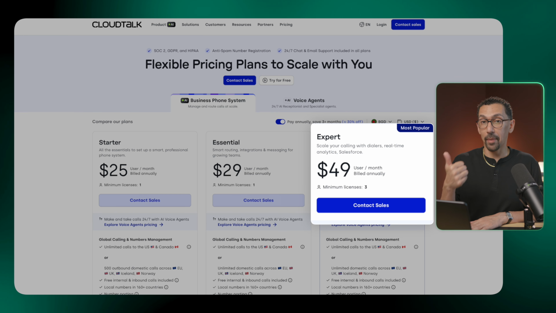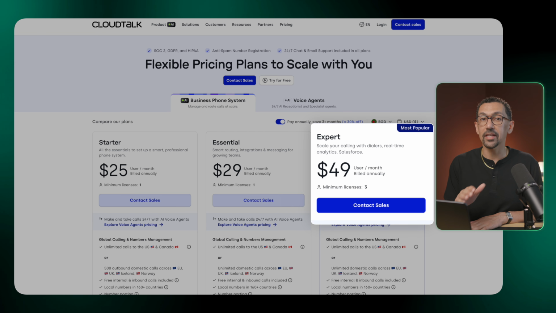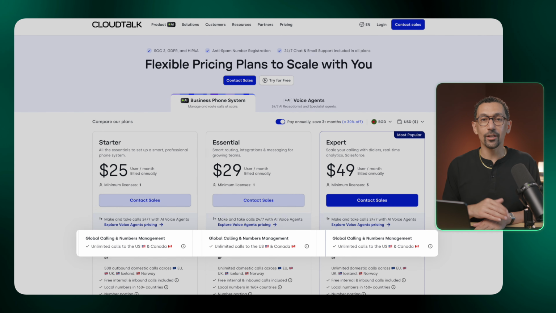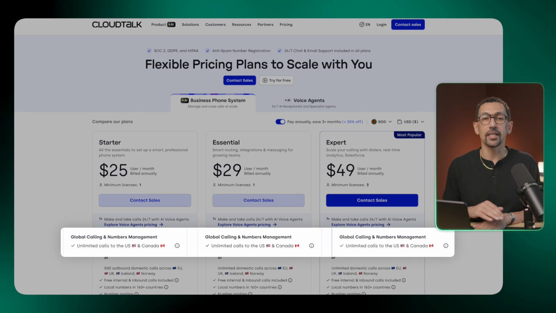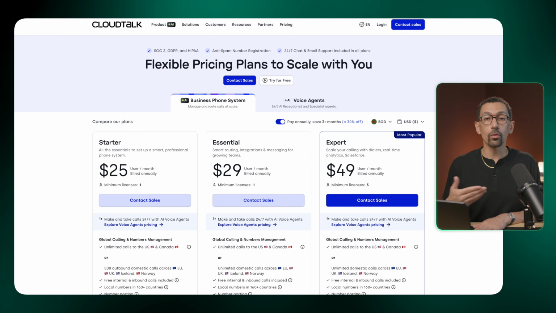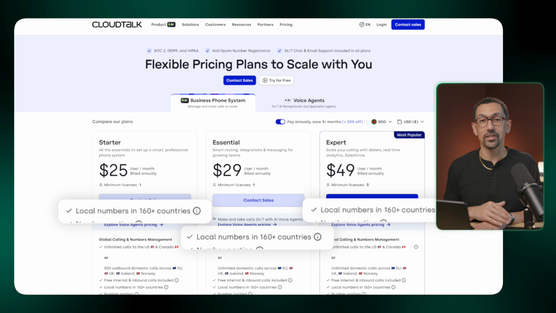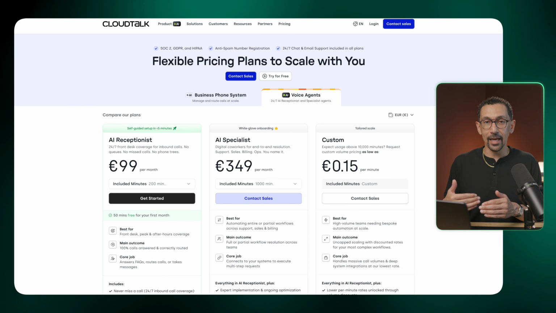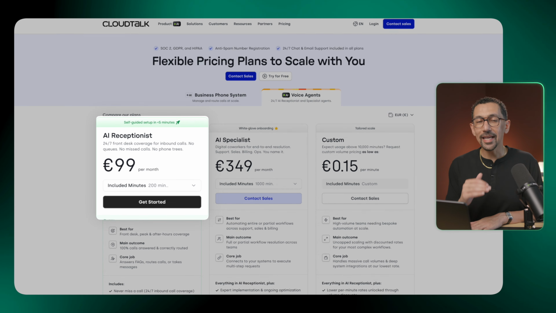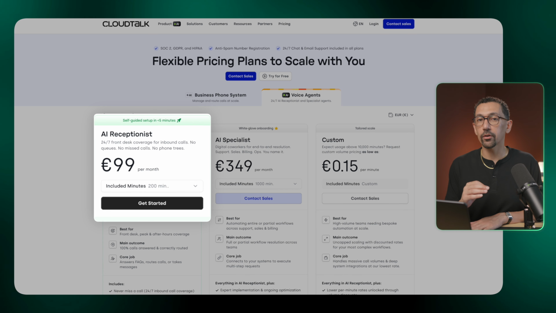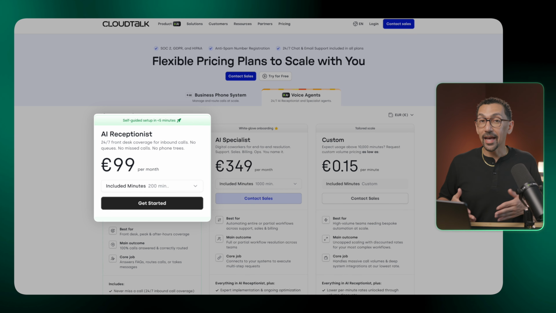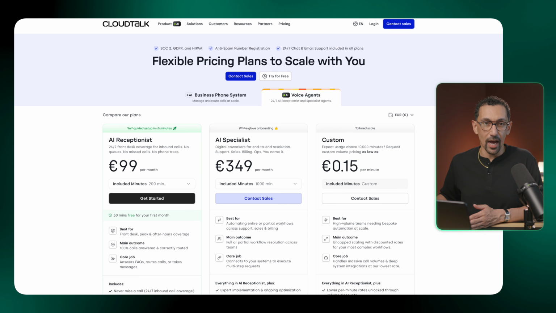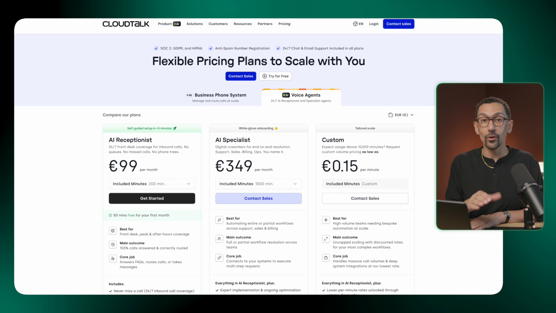And that includes the power dialer, real-time analytics, and the full Salesforce ecosystem integration. Every plan includes unlimited calls across the US and Canada, with the ability to have local numbers in 160 plus countries and 24/7 support. AI voice agents are an add-on on top of any plan, starting at $99 a month for 200 minutes of AI call time. And that covers both AI receptionist and AI specialist agent types, with 60 plus languages included.